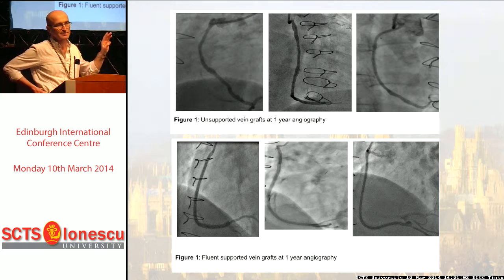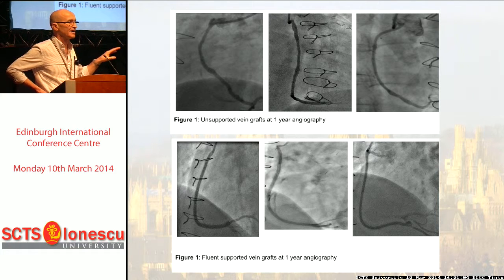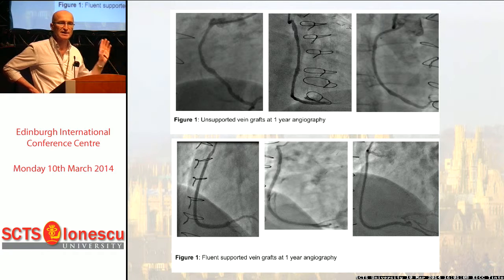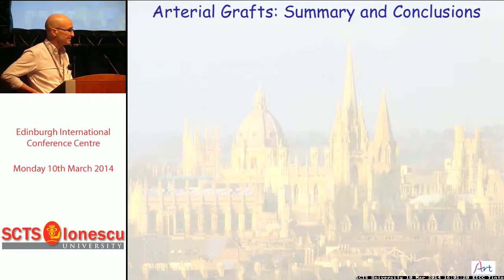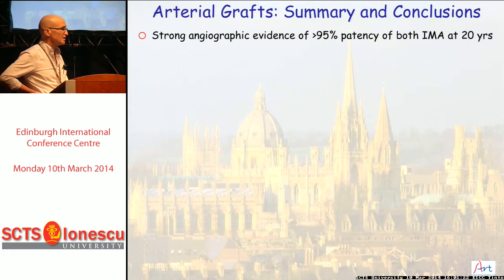And I can tell you, in these patients, they all underwent IVUS and OCT, and we see a highly significant reduction in intimal hyperplasia even at 1 year. And this is the first demonstration of a mechanical device, as indeed no pharmacological agent has yet been shown to reduce intimal hyperplasia. So to summarise and conclude, there is strong angiographic evidence of over 95% patency of both IMAs at 20 years.